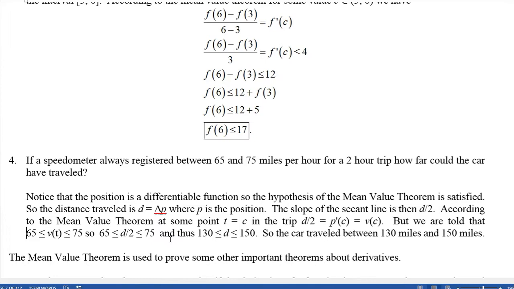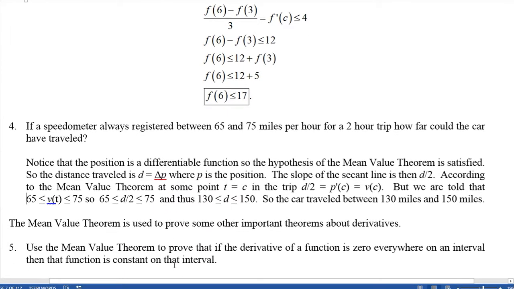Now we can also use the mean value theorem to prove a couple of other important theorems. There's a couple of important theorems we've been using about derivatives already, but let's go ahead and prove those formally with the mean value theorem. So for example, here's an exercise for you. Use the mean value theorem to prove that if the derivative of a function is 0 everywhere on an interval, then that function is constant on that interval. See if you can work that out. Press pause now.